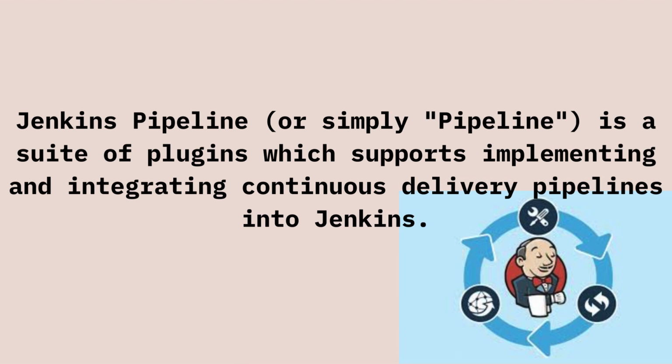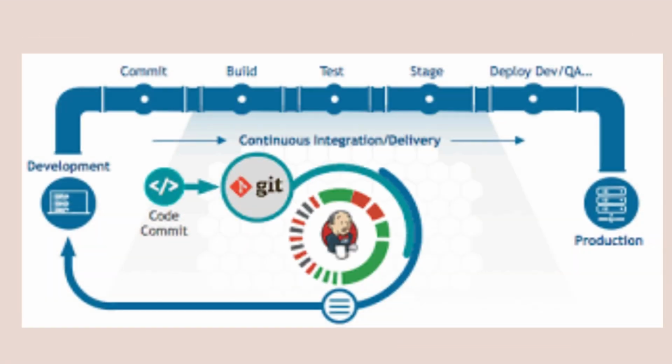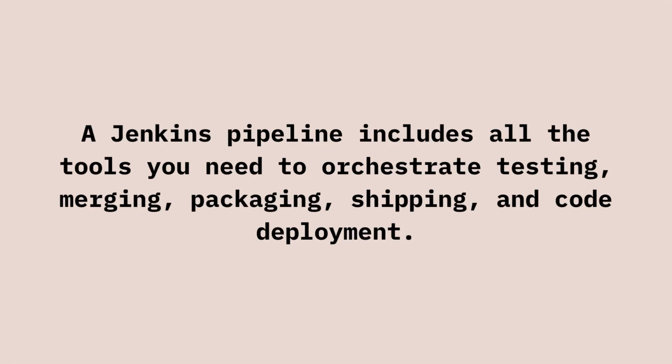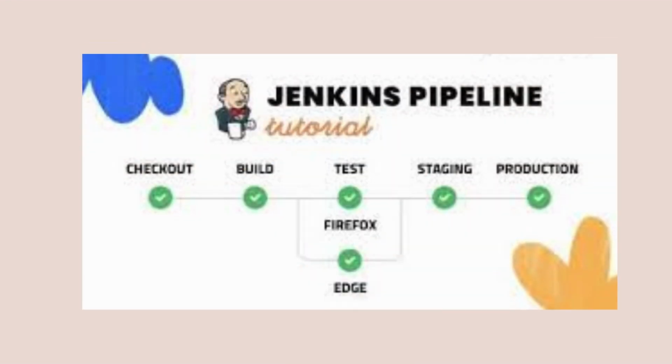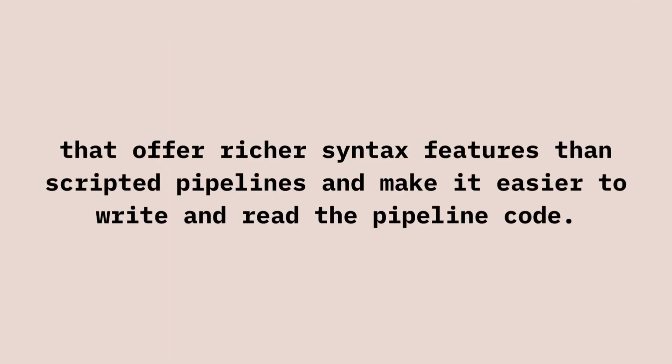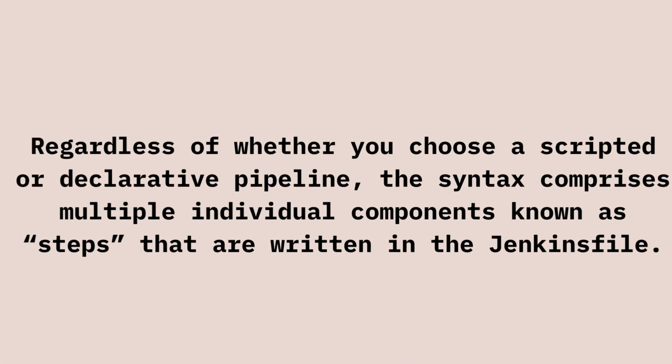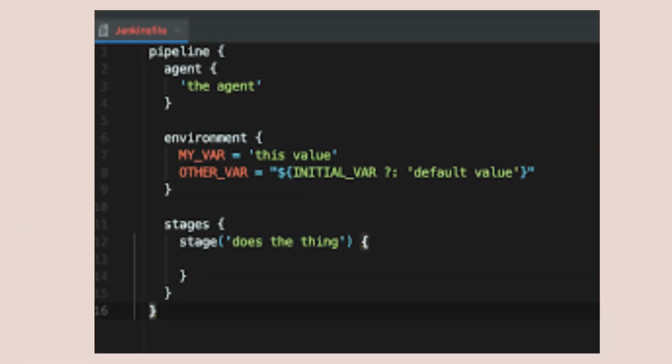So, what is Jenkins pipeline? Jenkins pipeline, or simply pipeline, is a suite of plugins which supports implementing and integrating continuous delivery pipelines into Jenkins. A Jenkins pipeline includes all the tools you need to orchestrate testing, merging, packaging, shipping, and code deployment that offer richer syntax features than scripted pipelines and make it easier to write and read the pipeline code. Regardless of whether you choose a scripted or declarative pipeline, the syntax comprises multiple individual components known as steps that are written in the Jenkinsfile.